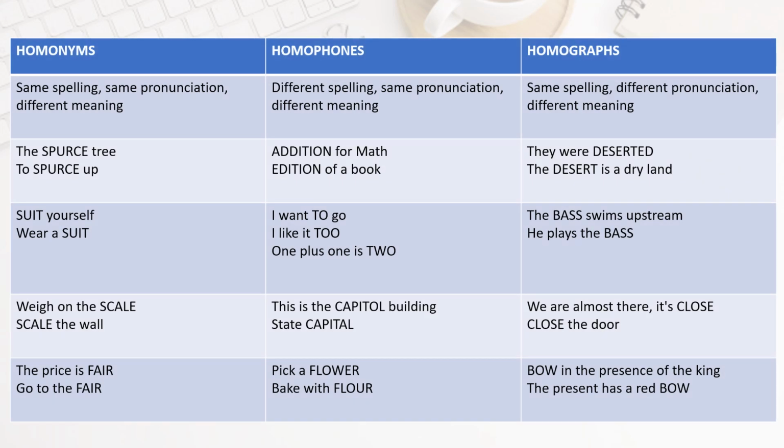To recap, we have another form of summarizing the difference between the three terms. Homonyms, again, should have the same spelling, same pronunciation, different meaning. Homophones, different spelling, same pronunciation, different meaning. Homographs, same spelling, different pronunciation, and different meaning.